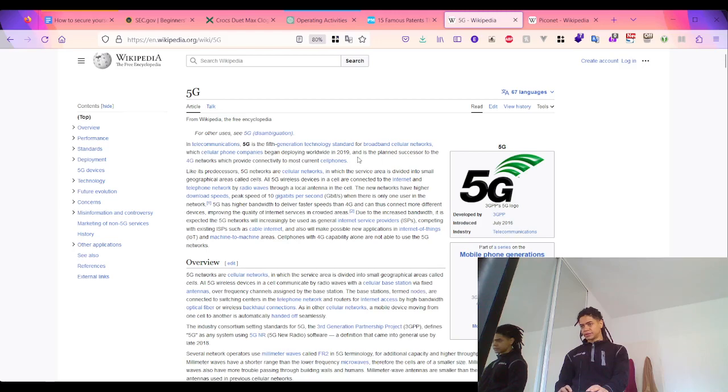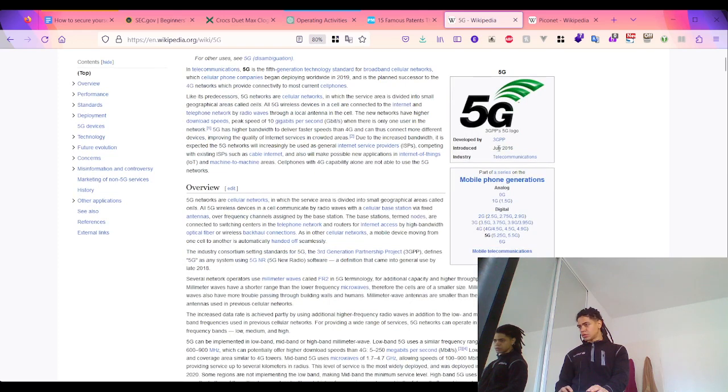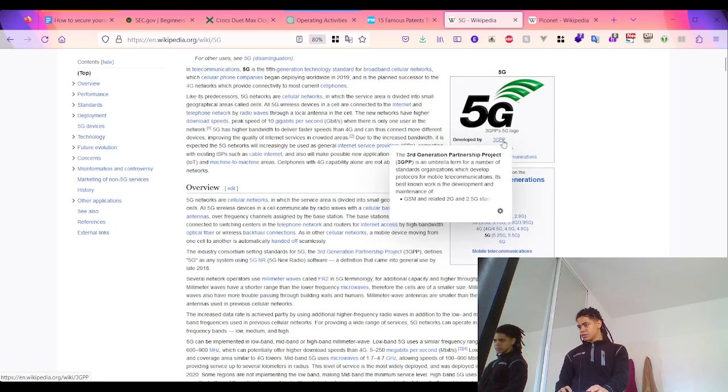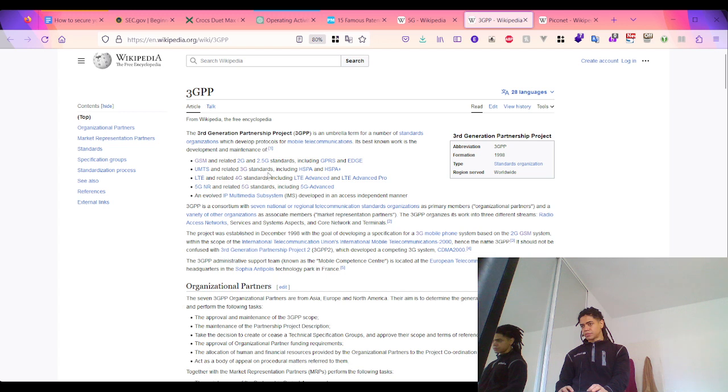But this is developed by the 3G Partnership Project. It's best known for its work in the development and maintenance of GSM, UMTS, the 3G standards. LTE is related to 4G standards, and 5G is related to 5G standards. Holy hell.